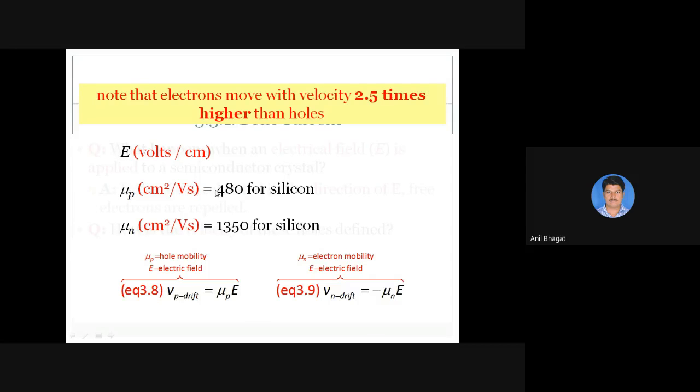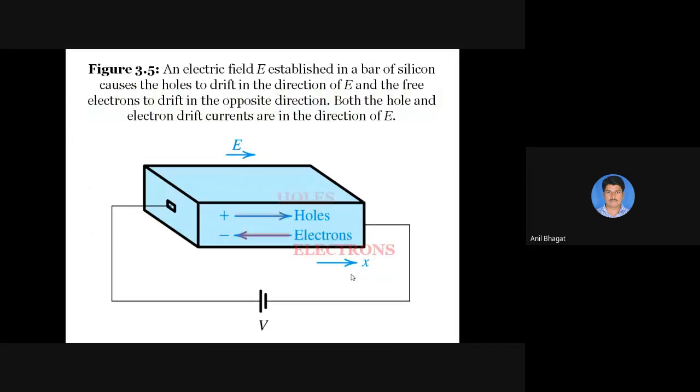Then mu p, in centimeter square per volt-second, is equal to 480 for silicon. This is very important: 480 for silicon is mu p, the mobility of holes. And mu n, the mobility of electrons, is 1350 for silicon. So Vp is equal to mu p times Ep. This is the same formula used to calculate the velocity of holes and the velocity of electrons. This is a very important diagram.